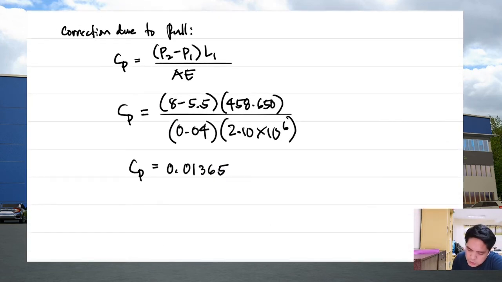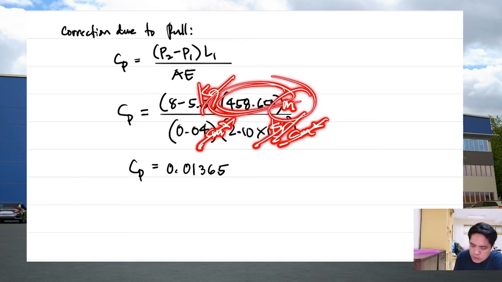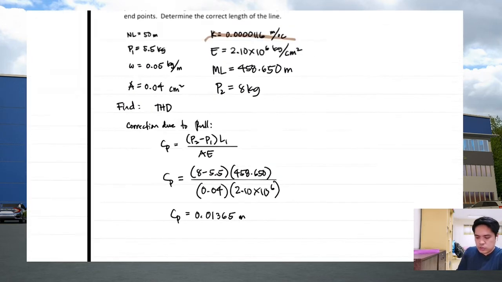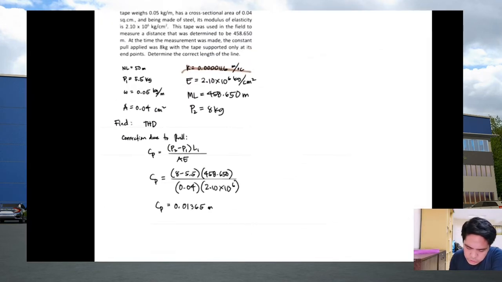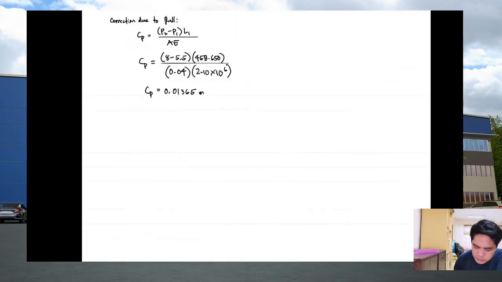Okay. That would be in meter na lang. Kasi meter naman to ginamit natin. Yung centimeter dito, centimeter squared per centimeter squared, na-cancel out. Yung kilogram dito, tsaka kilogram dito, na-cancel out. So, meters na lang. So, the unit is in meters. Okay, that's the correction due to pull. Then, we apply correction due to sag. So, dalawa lang palang correction yung ma-apply dito.